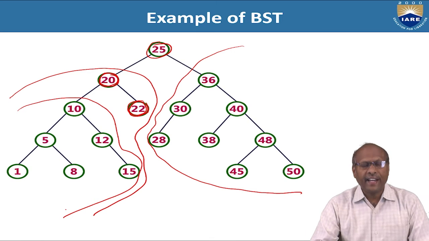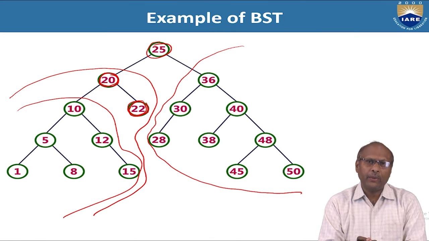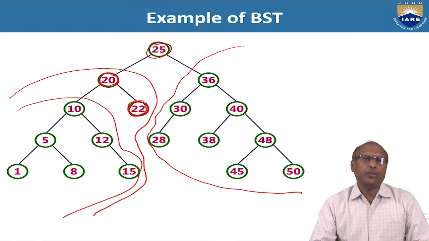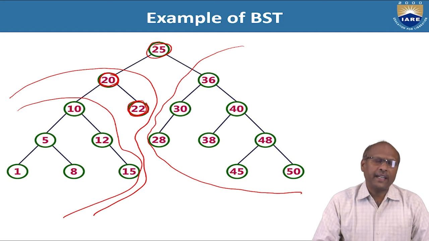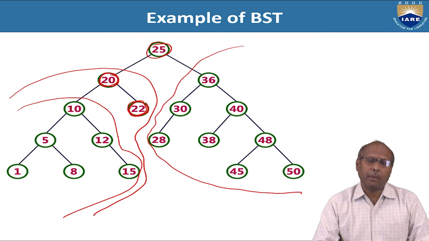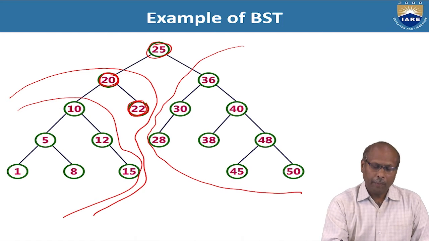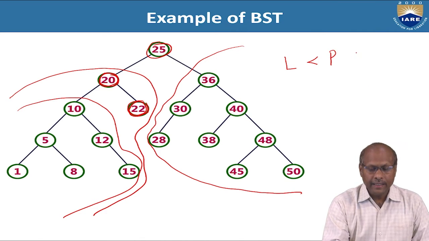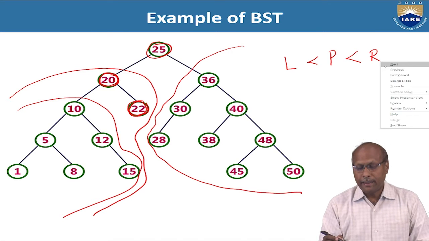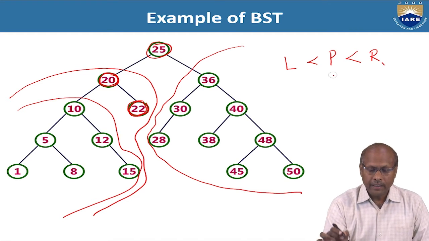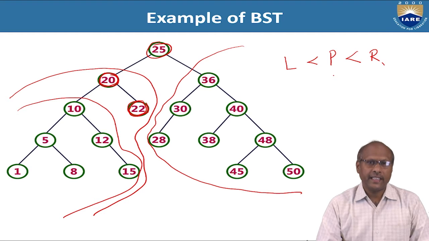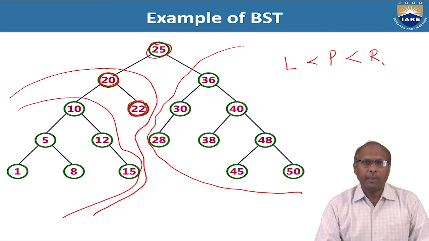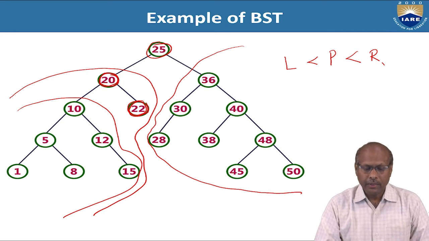So for every tree there is a parent node, as well as a left subtree and a right subtree. Every left subtree and right subtree should follow the binary search tree property. What is the property? The left child should be less than the parent and the right child should be greater than the parent. This is the condition. If this condition is satisfied, then you can say that the tree is a binary search tree. So that property you should remember. Without that, it is impossible.